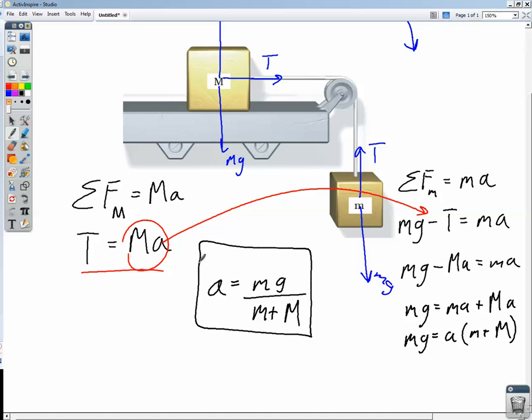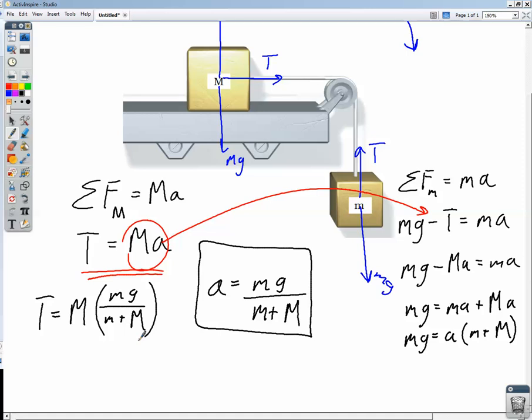And now we can solve for the tension. On either side, we've got tension is equal to big M times a on this side, so that's the easiest equation to deal with. Let's go ahead and plug a back in. So we get tension is equal to big M times little mg over little m plus big M.